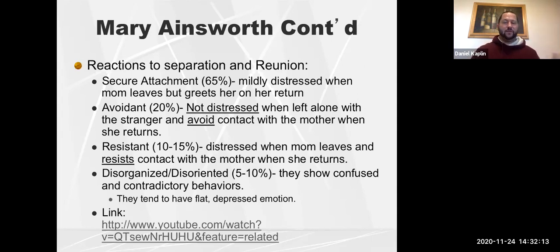And then there was about 5 to 10% that behaved in a contradictory pattern, which he said was disorganized or disoriented.